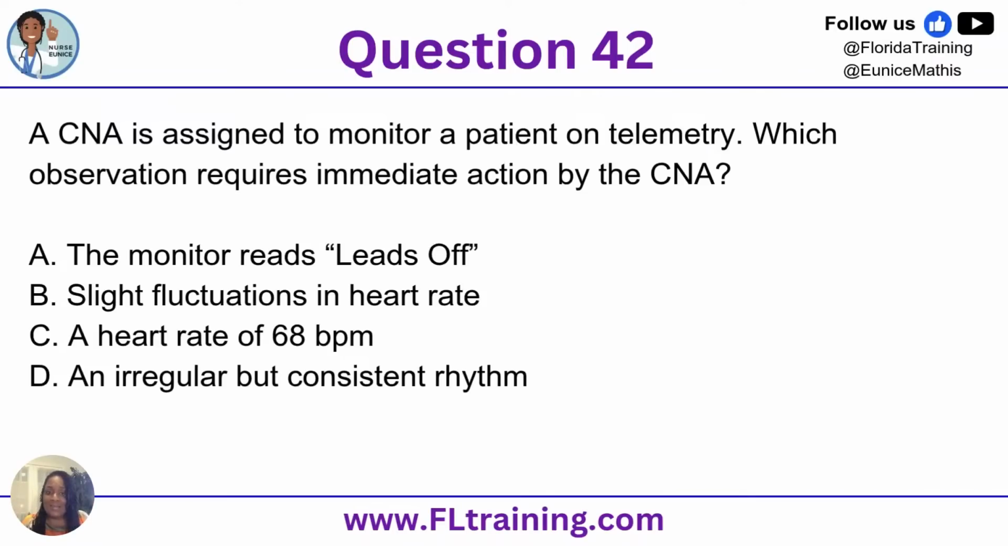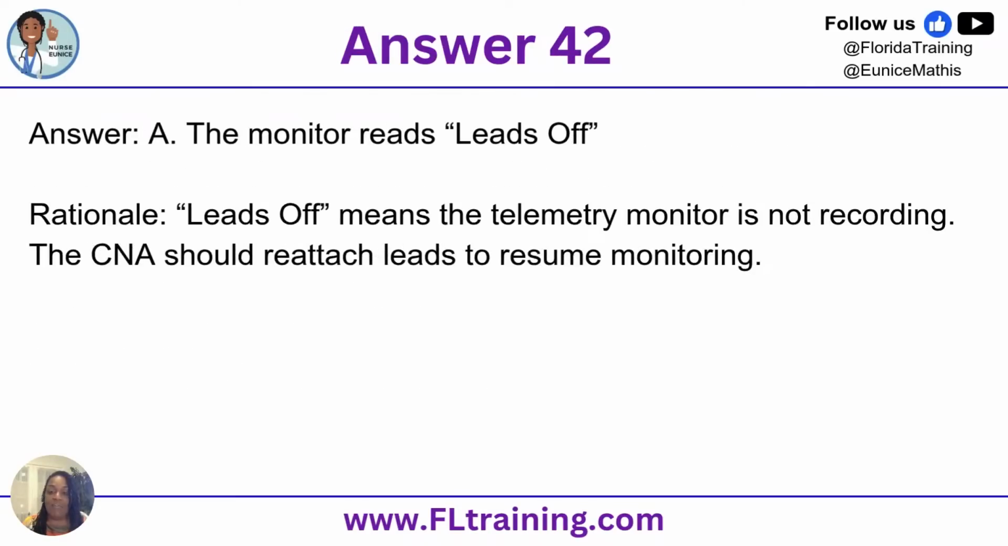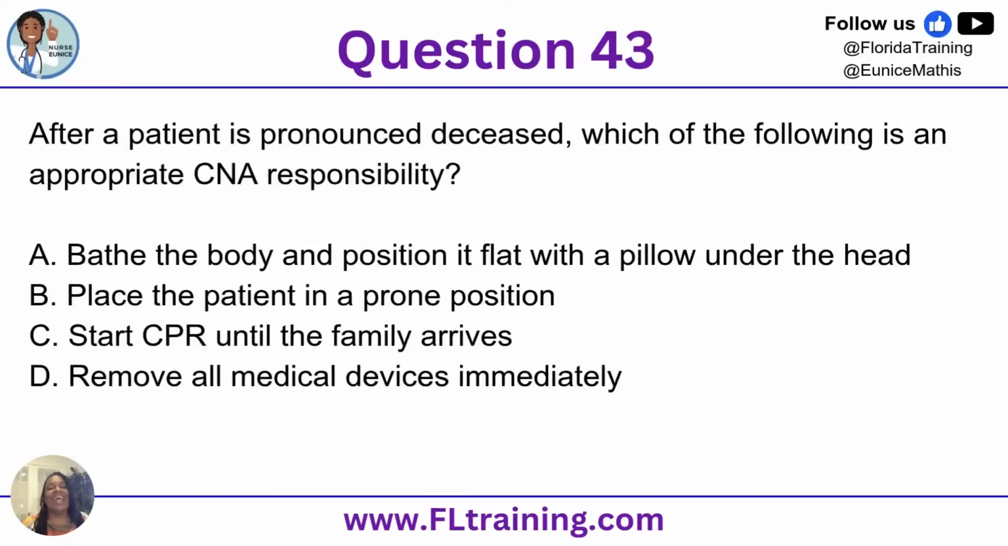And then an irregular but consistent rhythm, not everyone's rhythm is normal sinus rhythm. Some people have atrial fibrillation, and so that rhythm is consistently inconsistent. It's consistently inconsistent, but it's not like right now it's 70 and then it goes to 30. It's going to be irregular between maybe 65 and 75. So the one that you'd be concerned about would be A, because again, if it's showing that the leads are off, what happened to your patient? Where are they? Go locate them ASAP, or for medical terms, stat.